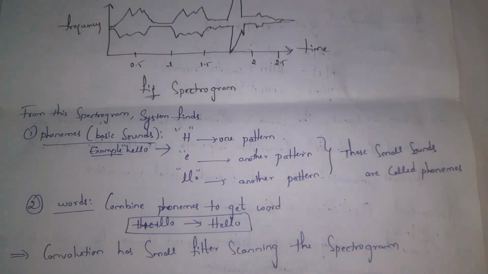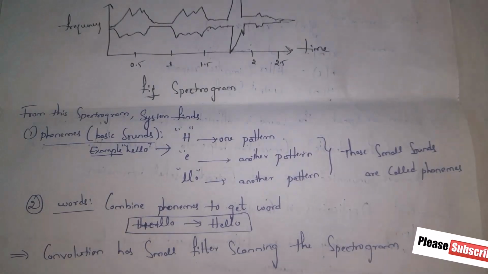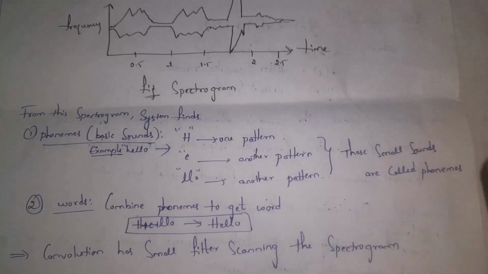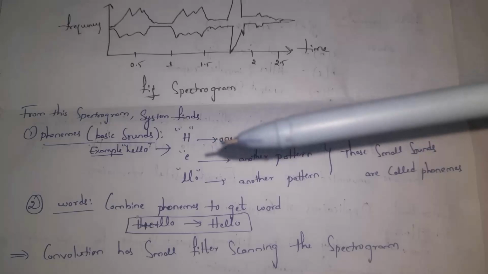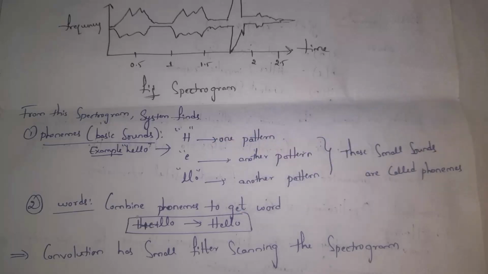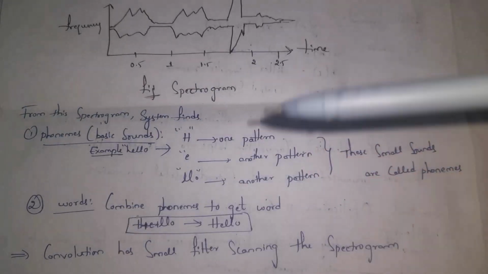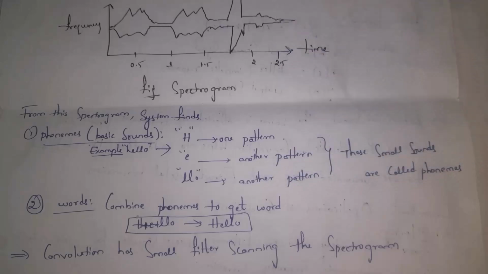Guys, by using this spectrogram, the computer will identify various things like what are phonemes and what are words. Phonemes are nothing but basic sounds. For example, let's say I speak hello. If you consider hello, H is in one pattern, E is in one pattern, and LLO is in another pattern. So we call all these small sounds phonemes. And the second one is words. All these phonemes are combined in order to get a word. Convolution has a small filter in order to scan the spectrogram.